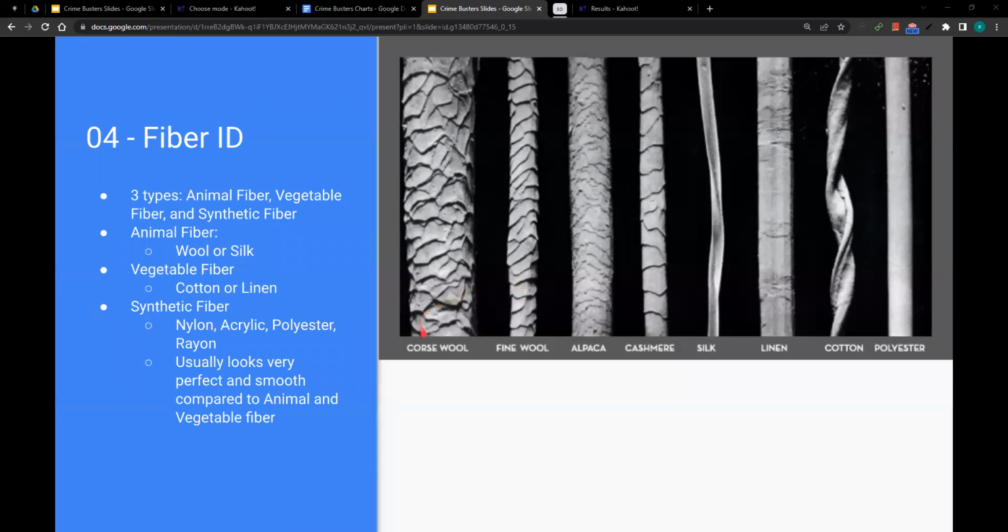The first 7 fibers here are all types of natural fibers. And you can see that they're either super rough or they're twisted. You can see that cotton is both rough and twisted. Silk is pretty smooth, but it's twisted. Cashmere is really rough, so is coarse wool. But when you take a look at polyester, not only is it straight, but it's also super smooth, and that's because it's made out of a factory.